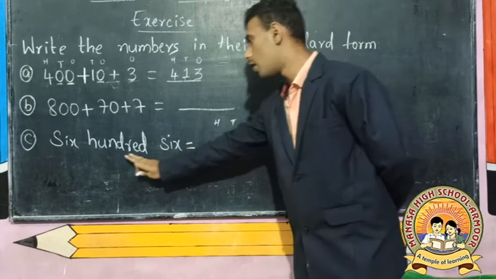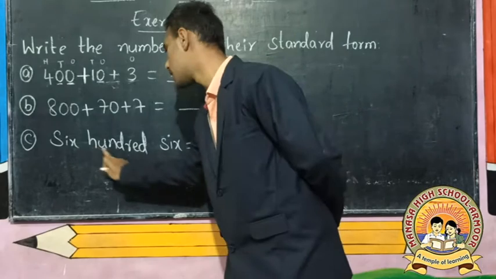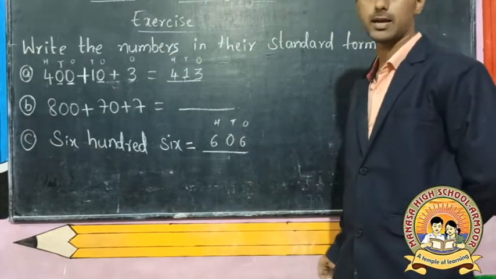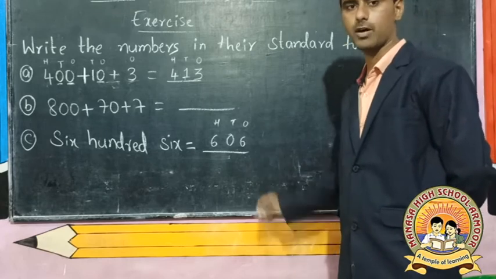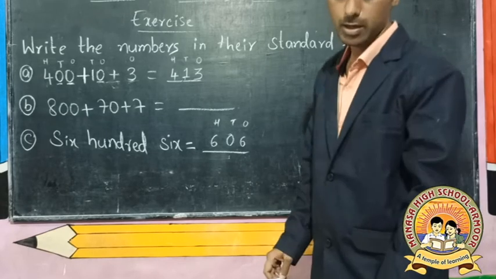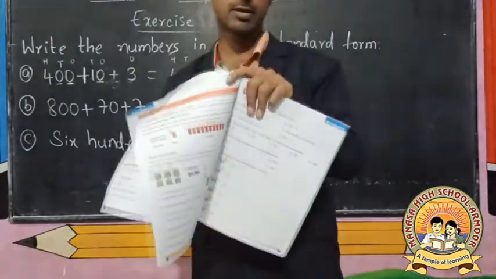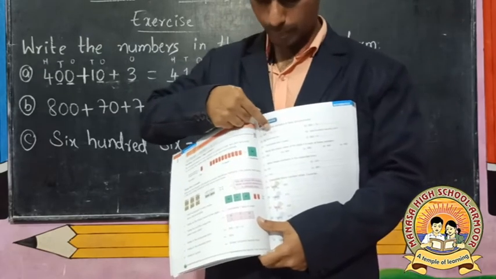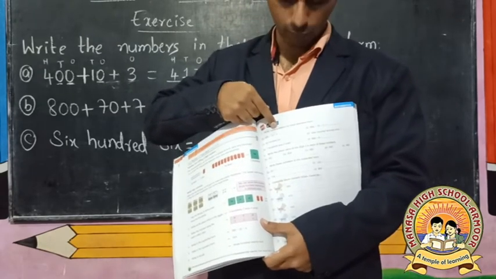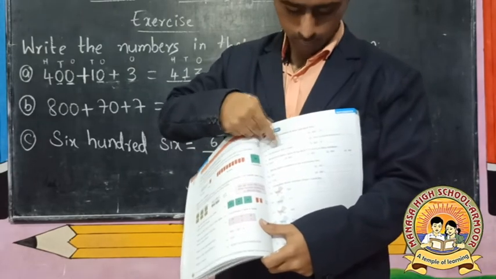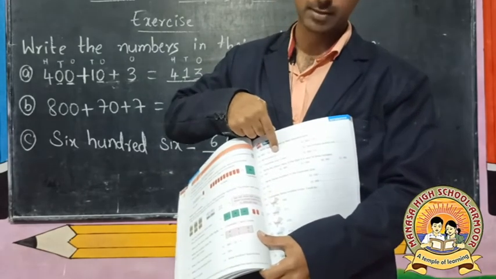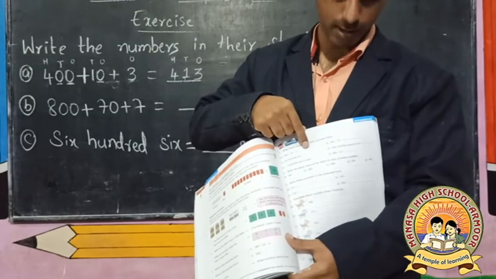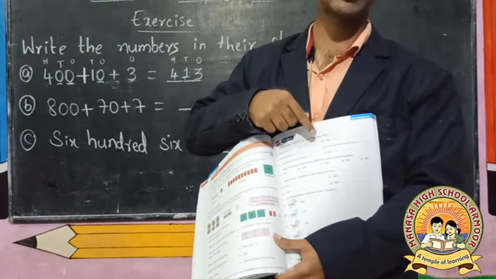Next, how many hundreds are there? Here 6 hundreds are there. So write 6. It is 606. This is the standard form. So remaining children, another 3 are there. Here you look here. Just now I said 400 plus 10 plus 3 is 413. So this one is 606. I have told you this. I have taught you this. The remaining you have to complete in your textbook.